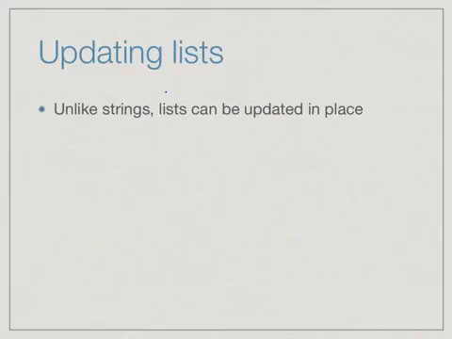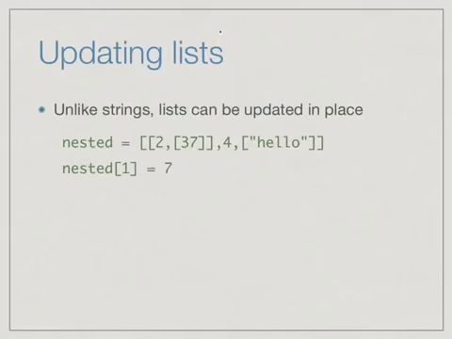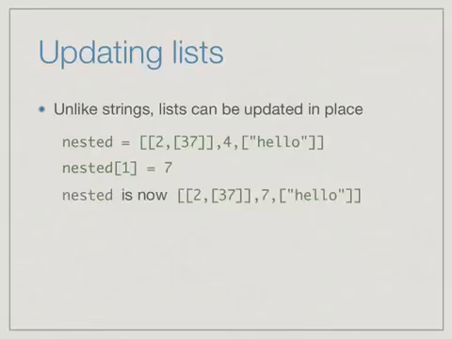So one fundamental difference between lists and strings, or indeed any of the values we have seen before, is that a list can be updated in place. So if we have a list nested as we had before, and we say nested of 1 is 7, remember when we try to change a position in a string, we got an error. So we can't change the second L in hello to P just by saying that we want position 3 to be replaced by P. But for a list, this is allowed. So if we want the 4 to be replaced by a 7, we can just say nested 1 equal to 7, and this will give us the list 2, 37, 7, and then hello.